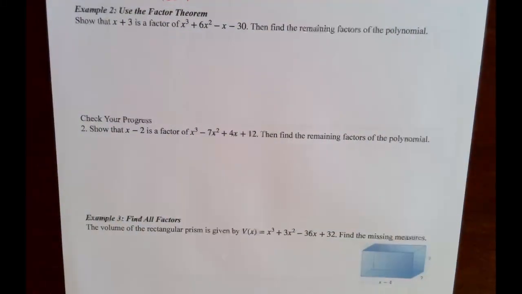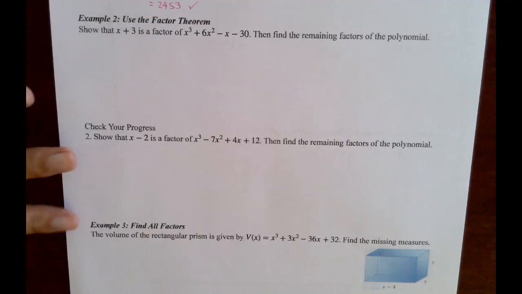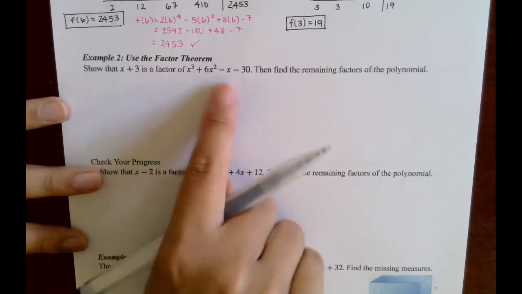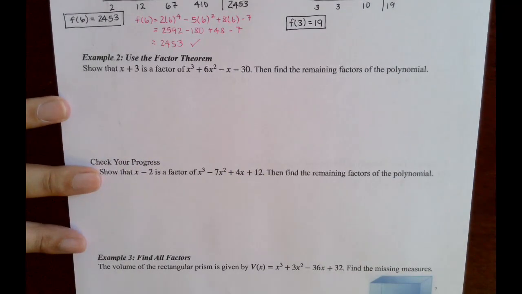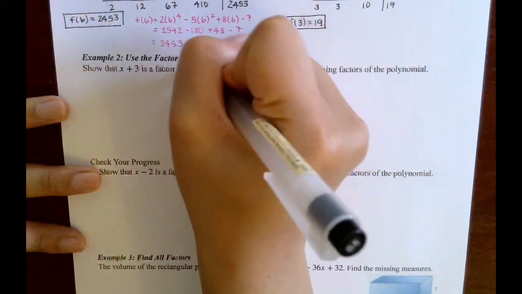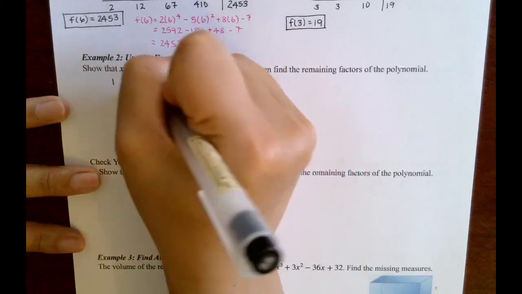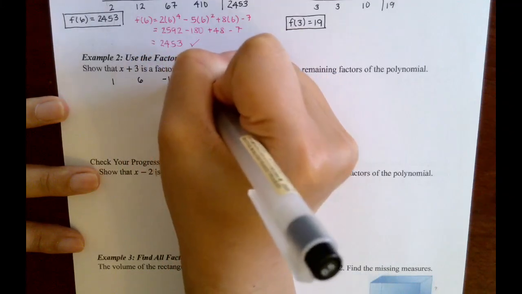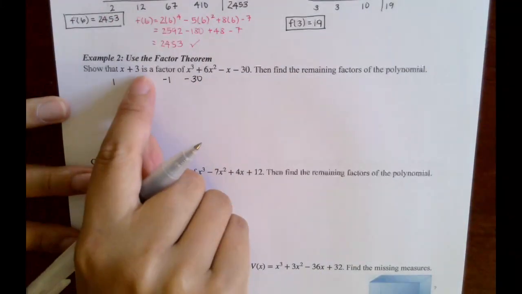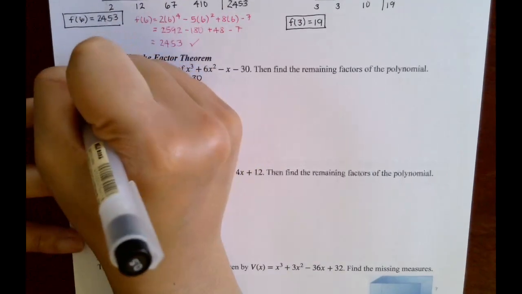Right? So this takes us to our next example, which is example 2, and we're going to show that x plus 3 is a factor of x cubed plus 6x squared minus x minus 30, and then we're going to find the remaining factors. Okay, so if this is a factor, my remainder should be 0, right? So let's start by setting it up. So it's 1x cubed, 6x squared, negative 1x, minus 30, right? And since it's x plus 3, that means r is negative 3.